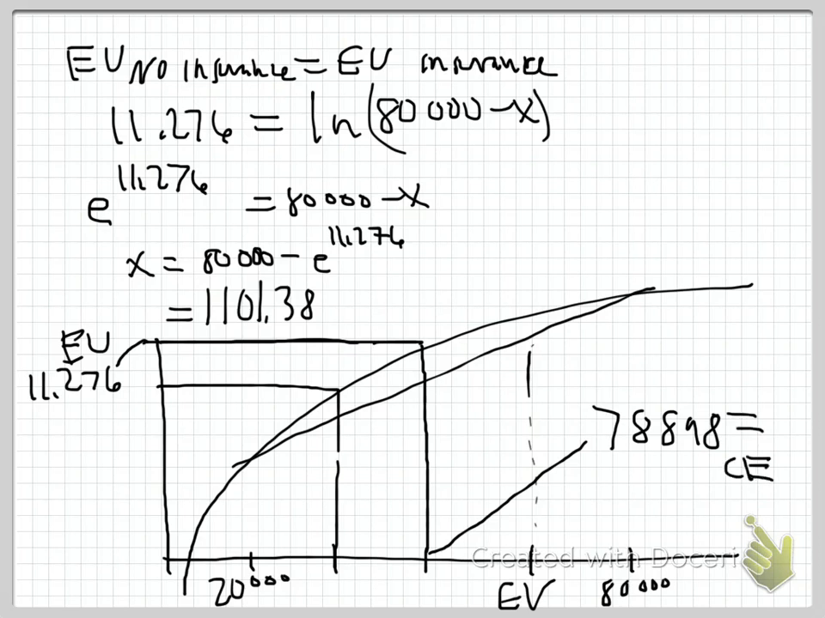And of course, it is $1,101.38 less than $80,000, which means that's the most he'd be willing to pay for insurance. If he had to pay more than that, he'd be better off, in other words he'd have a higher expected utility, just facing the risk himself. But if an insurance company was willing to bear his risk in return for a premium of less than $1,101.38, then Mark is better off, and so he would buy that insurance.